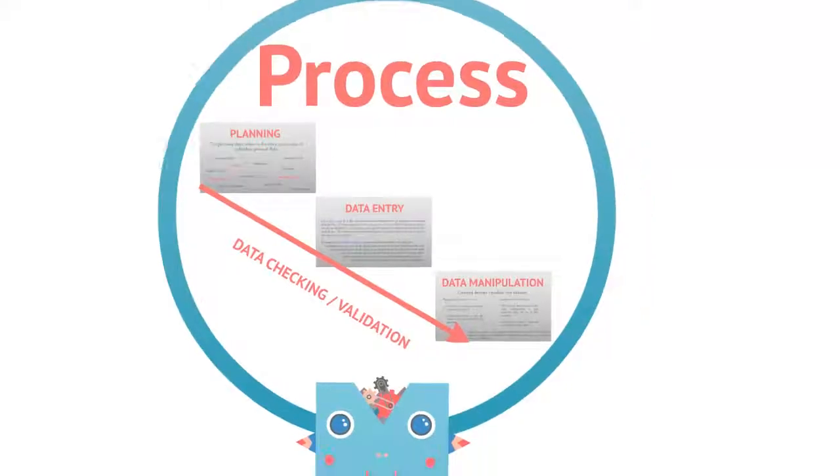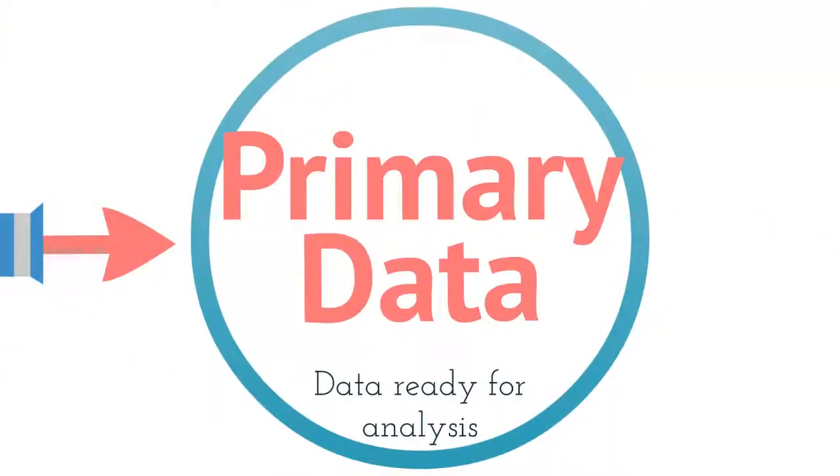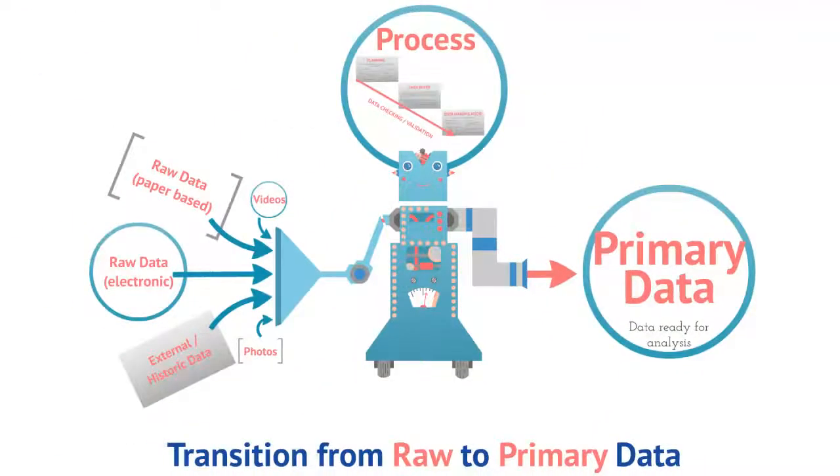Once the raw data has been through the transition process of planning, data entry, and data manipulation, the result is the primary data. Primary datasets should contain all of the variables required to conduct the analysis outlined in the analysis plan.